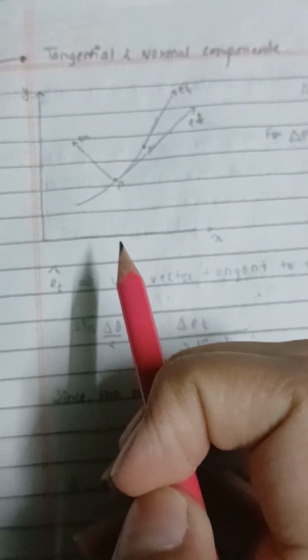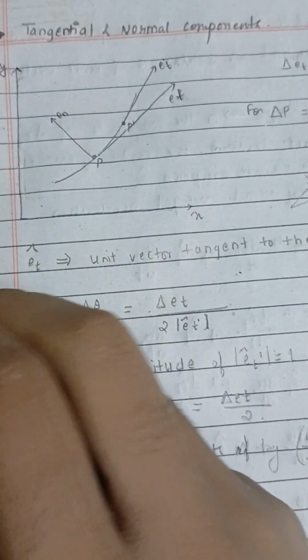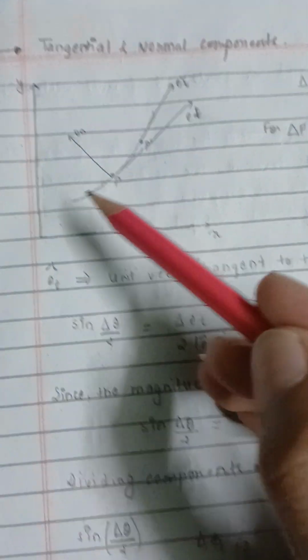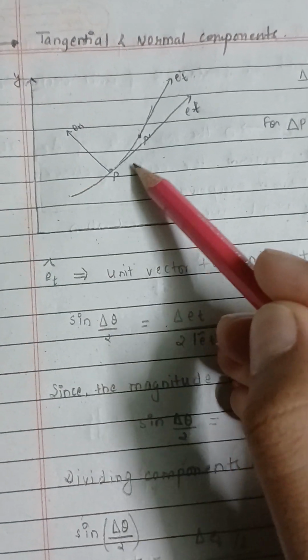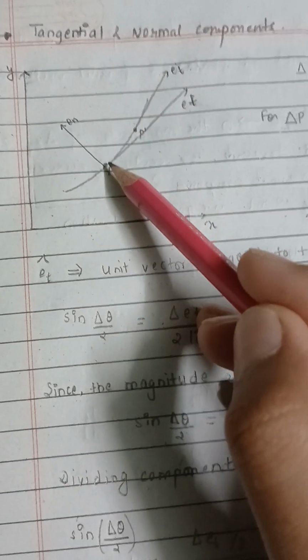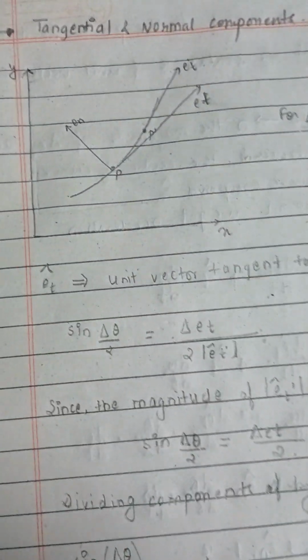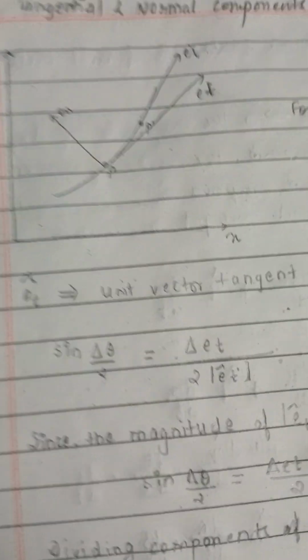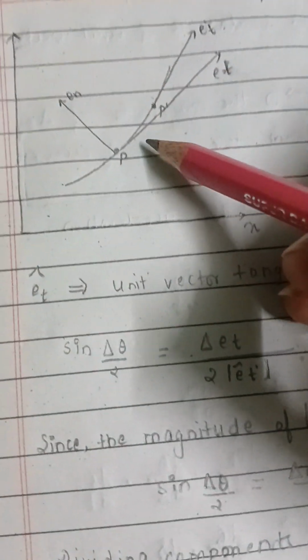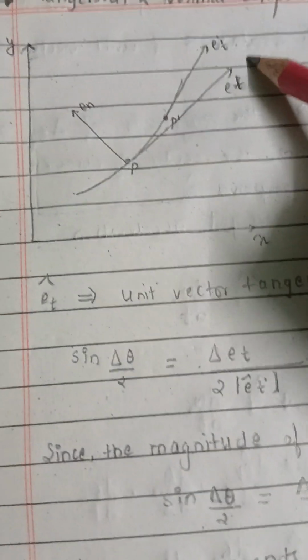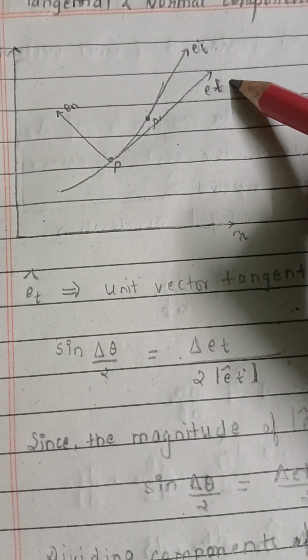Let us plot a simple graph. Here's x and here's y. This is the motion of a particle which is going in a curve. When the particle is at position P at any instant, then its tangential component will go about like this, and let's suppose this is Et.